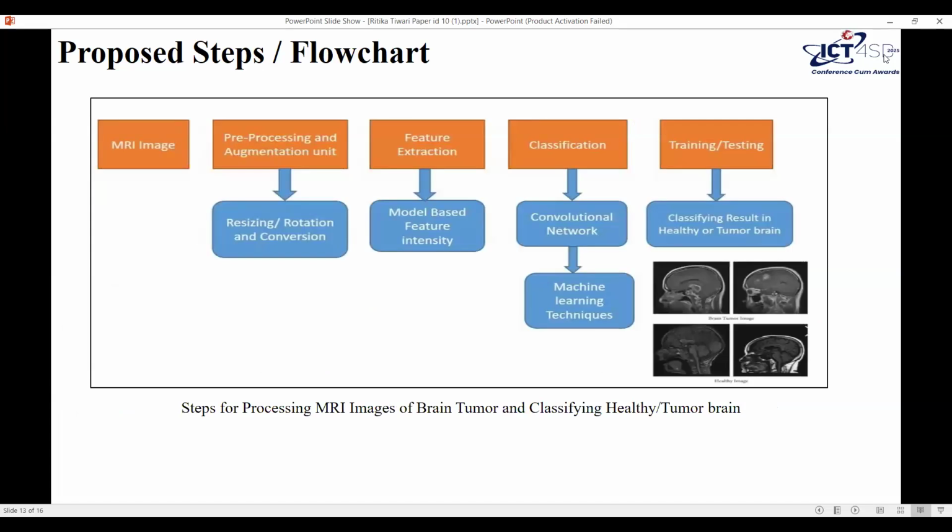This flowchart represents an image which we have collected from the medical sector, then processing it by resizing and rotation and conversion, then extracting the features by providing the model-based feature intensity and classifying with the convolution networks, which means that we are providing the algorithm which we will be using, which will be shown as the performance. Then we will be training and testing the image, classifying it into a healthy brain or a tumor brain.